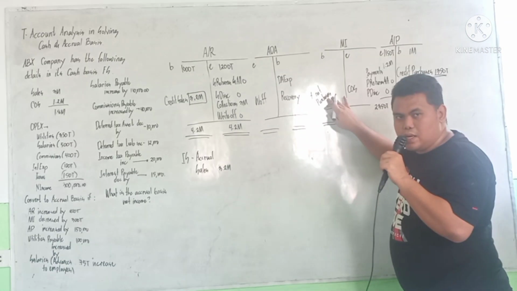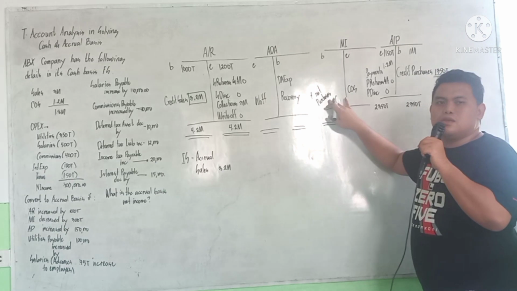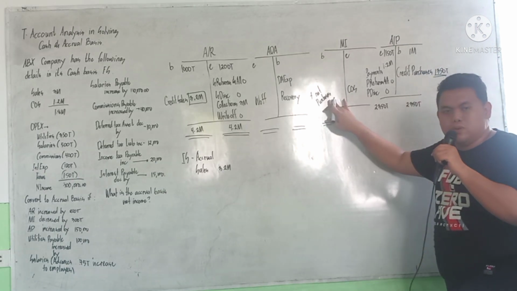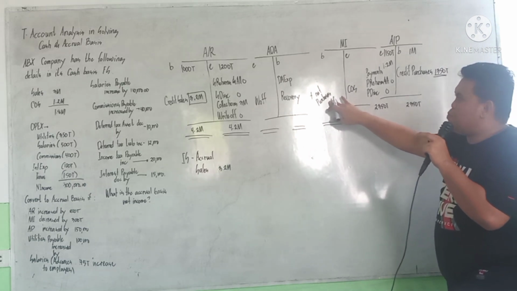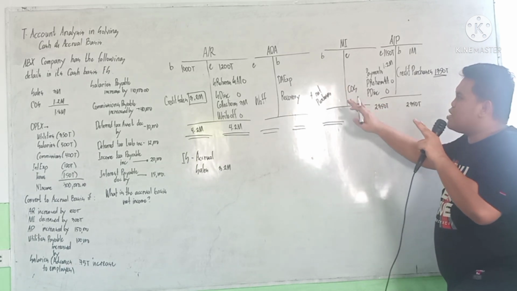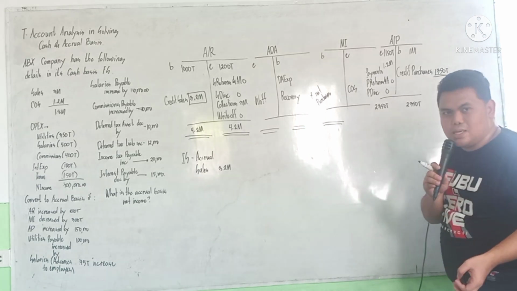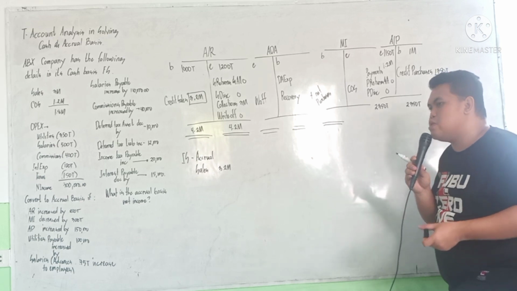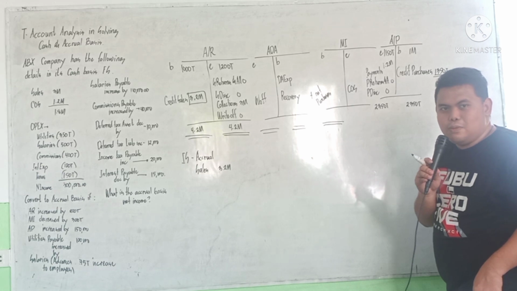Right? This net purchases, aside from that, is already net. Meaning, purchase returns and purchase discounts have already been deducted so you won't have a hard time. Actually, you can separate the purchase discounts and purchase returns, but it will take time. You would solve it as gross purchases, cash or credit, minus purchase returns and allowances, minus purchase discount, plus freight in, right? That gives you the net purchases.